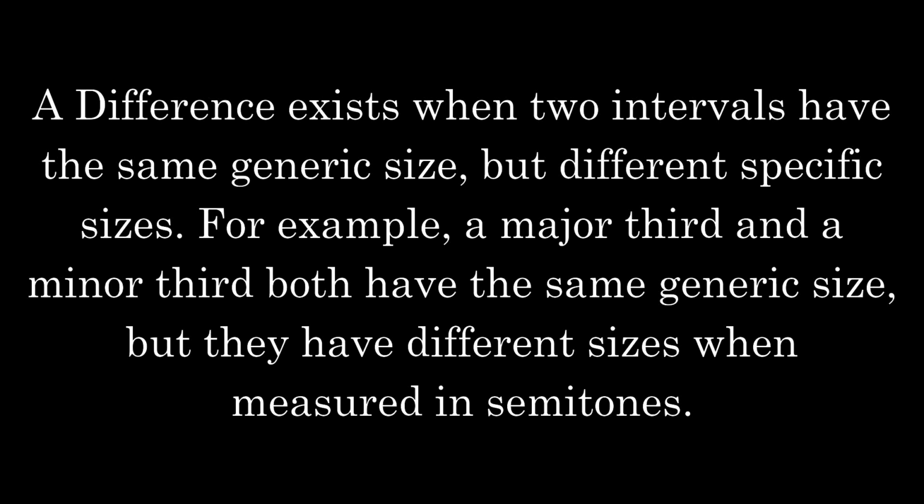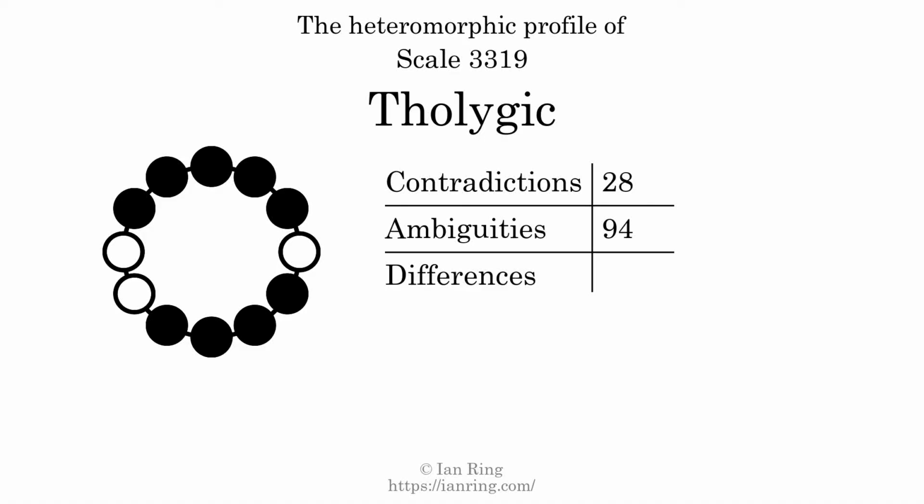A difference exists when two intervals have the same generic size, but different specific sizes. For example, a major third and a minor third both have the same generic size, but they have different sizes when measured in semitones. The number of differences in this scale is 180.